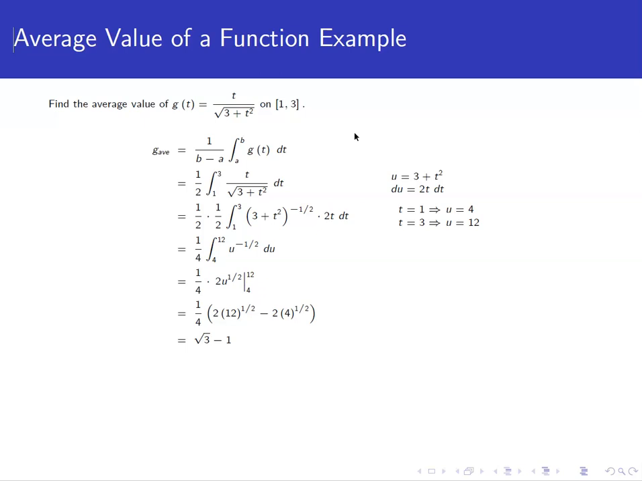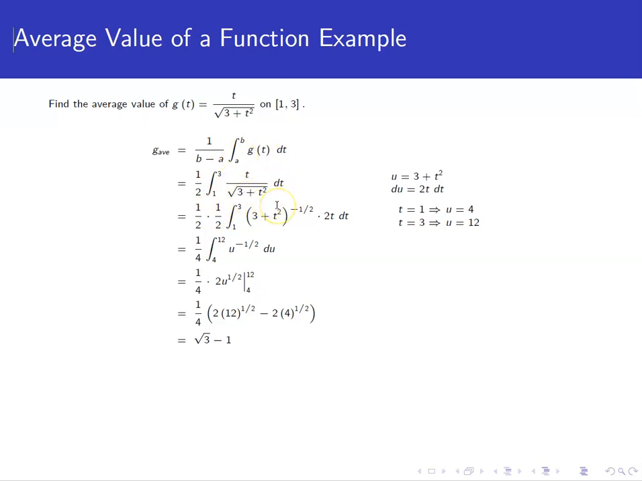So I don't have any problems with calculating the average value of the function because it's continuous on that entire interval. Our formula for the average value of a function is 1 over the length of the interval times the integral of the function over that interval. So just plugging everything into our formula, a is 1, b is 3, so we get 1/2 integral from 1 to 3 of our function.